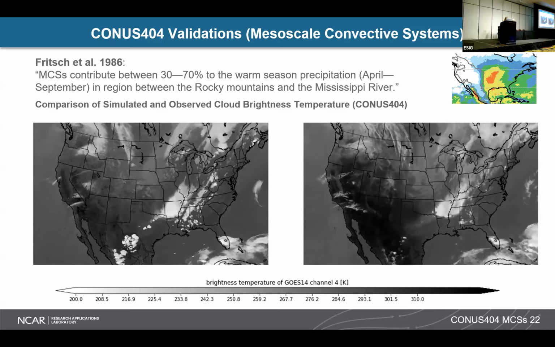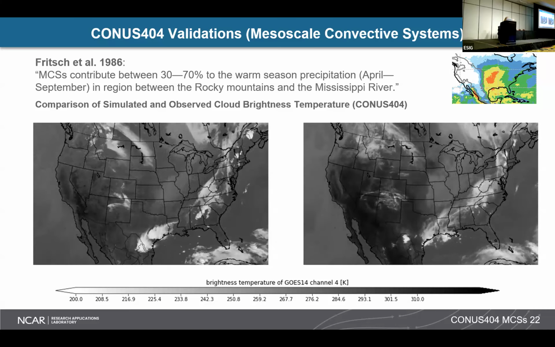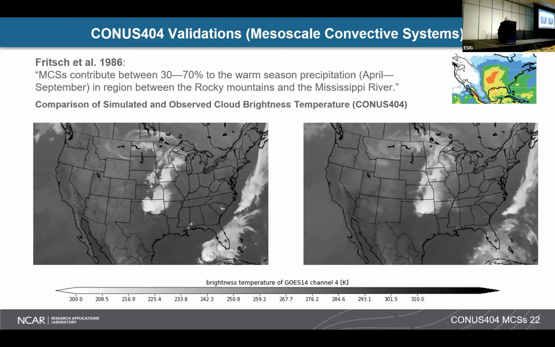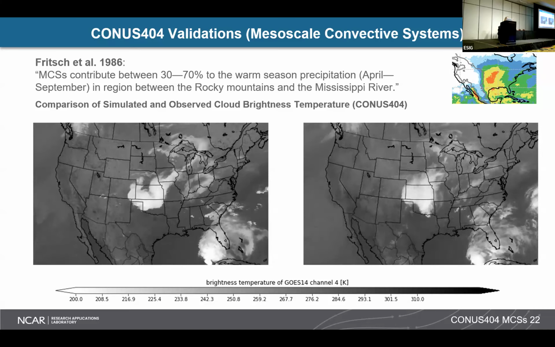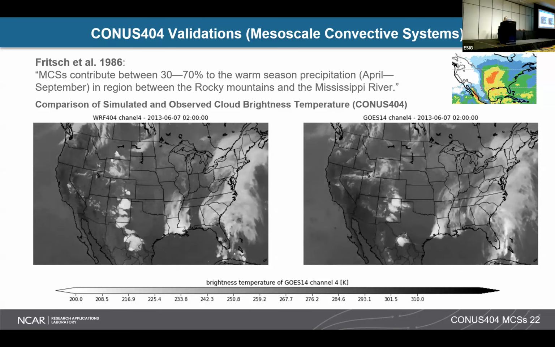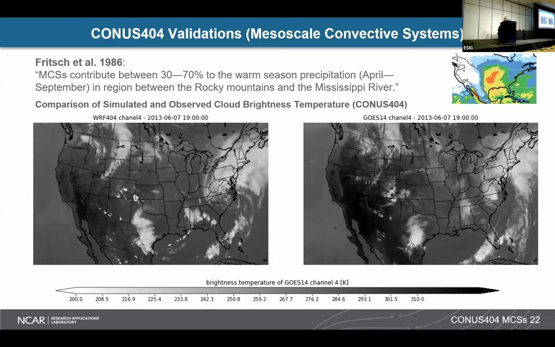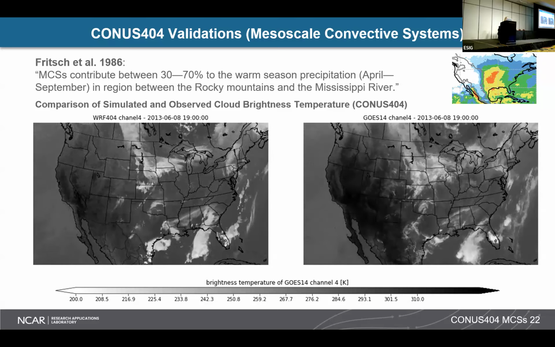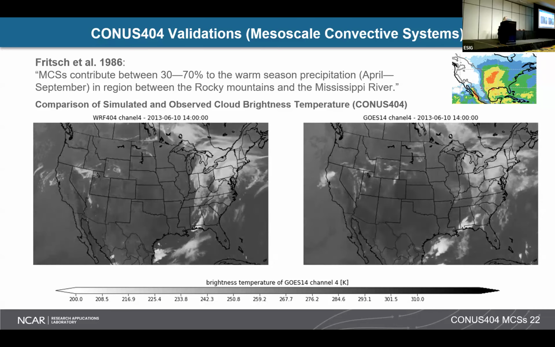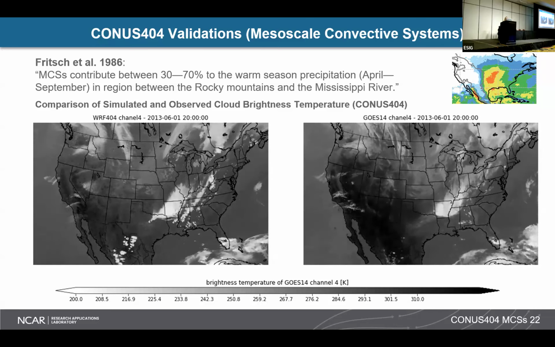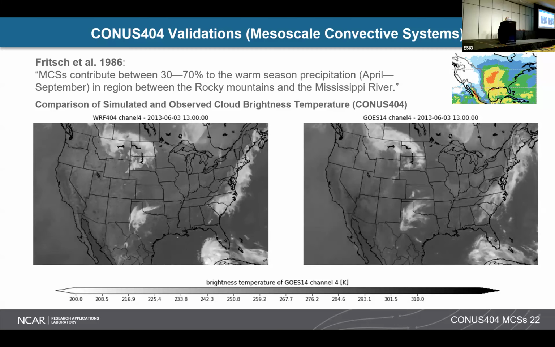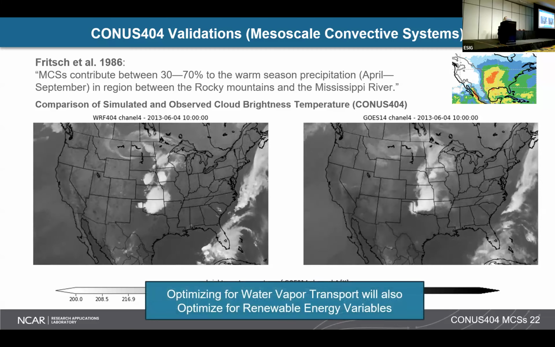One of these is the simulation, the CONUS 404, the other satellite. Which do you think is which? Anybody want to make a guess? Okay, so the simulation is on your left, satellite is on your right, and it is amazingly good at getting these MCSs, the simulation, the transport of the weather systems across the US.